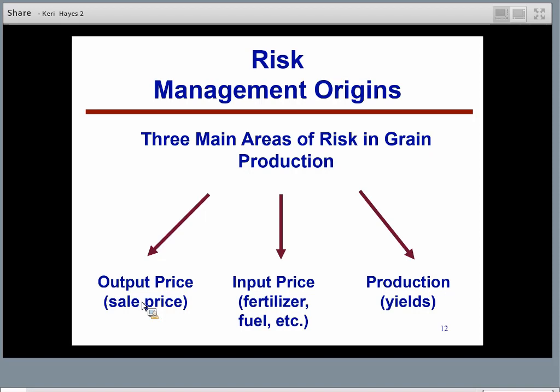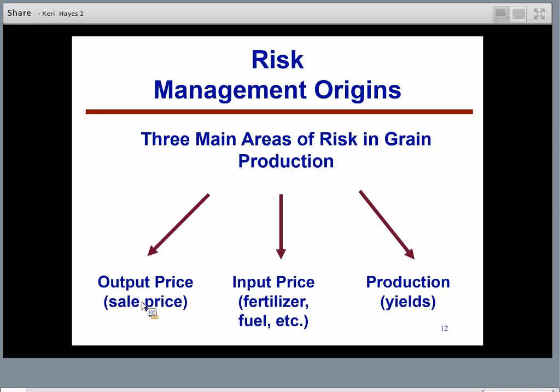The other major area of risk is the output price, right? You don't know what the price of wheat is going to be when harvest comes around. And because of that, we have some element of risk, right? When we're planting the wheat at the beginning of the year, we don't know what the price is going to be at the end of the year.